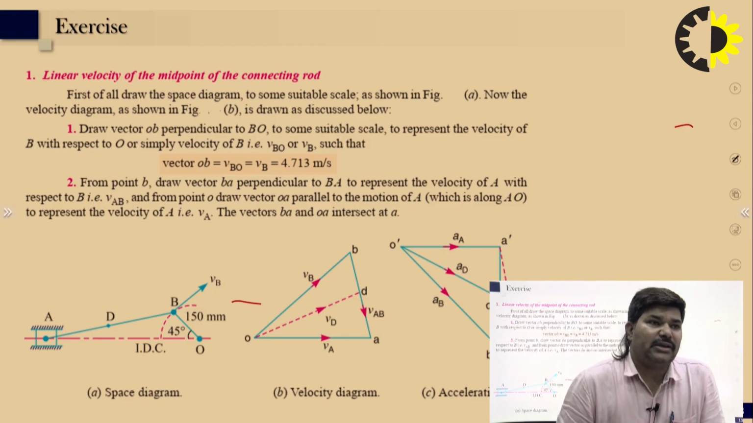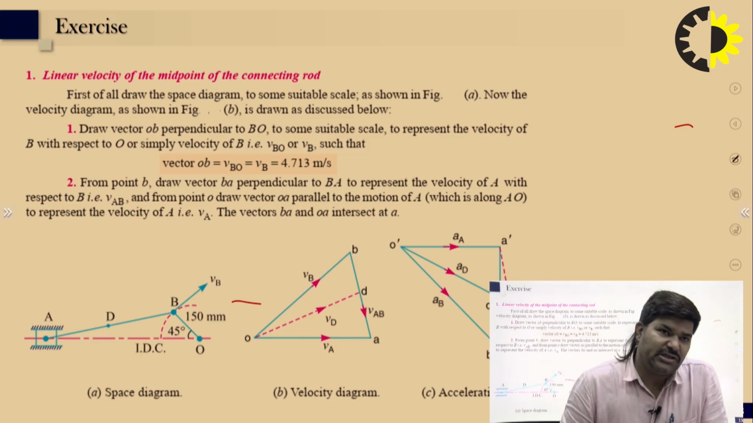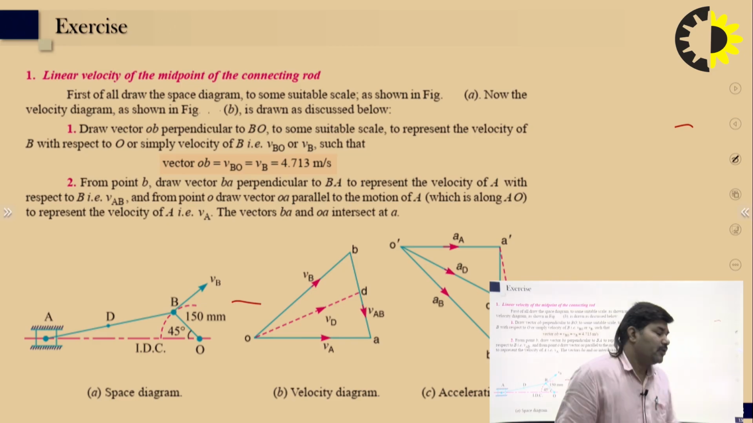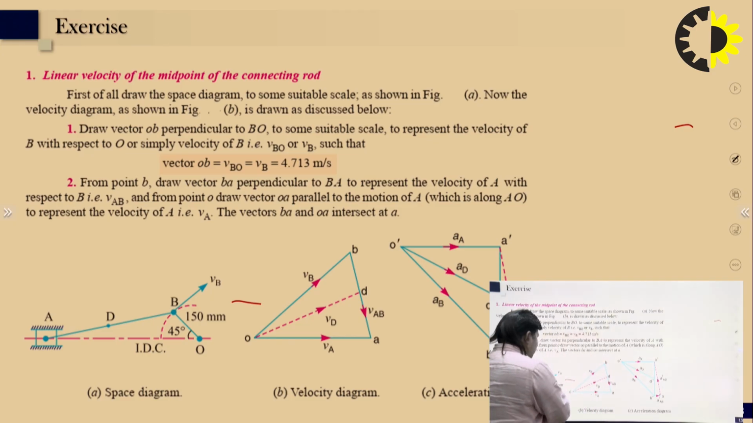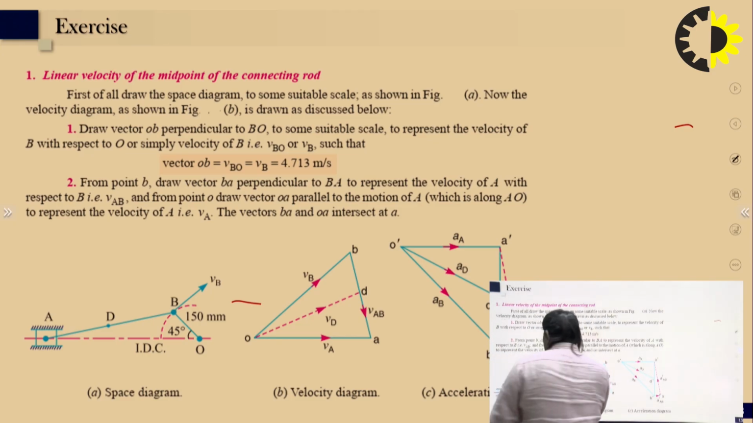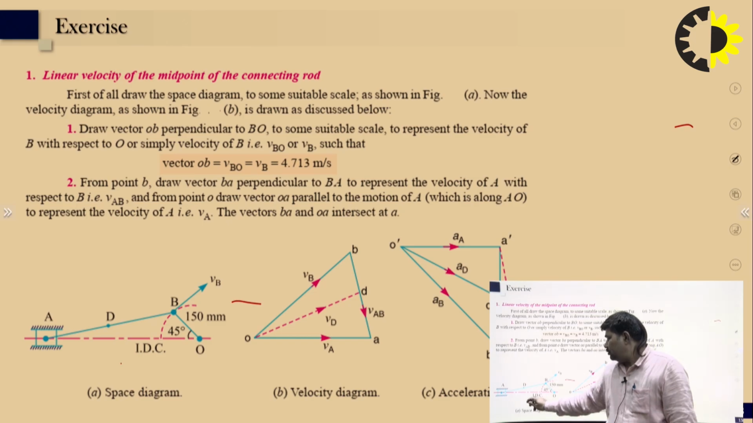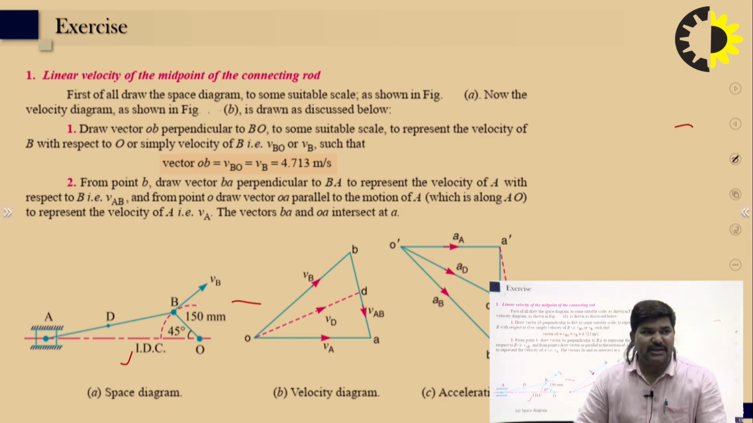So we can take the scale, that's 50 mm equal to 1 centimeter. So you can draw the 3 centimeter, here the 3 centimeter 150, right? So I have drawn the space diagram here.